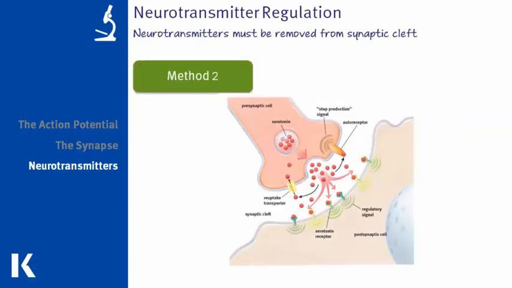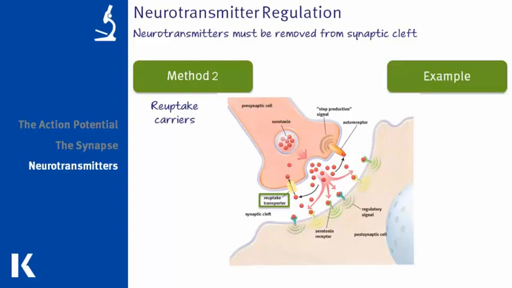A second method to get rid of neurotransmitters in the synapse is through reuptake. Reuptake carriers work to pull neurotransmitters back into the presynaptic terminal. Reuptake actually performs two jobs. In addition to removing neurotransmitters from the synapse to prevent continued stimulation, reuptake allows the neurons to conserve energy and resources, since the neuron can reuse these same neurotransmitters during a later signal.